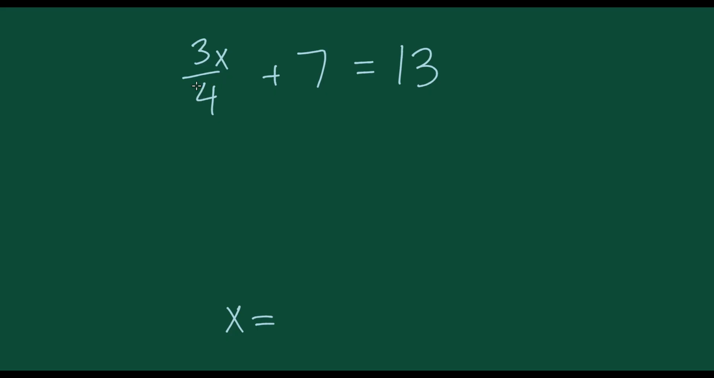Okay, step 1. If we have 3x over 4 and we have this plus 7, this is the better one to get rid of right now. Okay, so let's subtract 7 from both sides. We would get 3x over 4 equals 13 minus 7, 6. Now, let's multiply both sides by 4. The 4's would cancel out here, so we'd have 3x equals 6 times 4, which is 24.